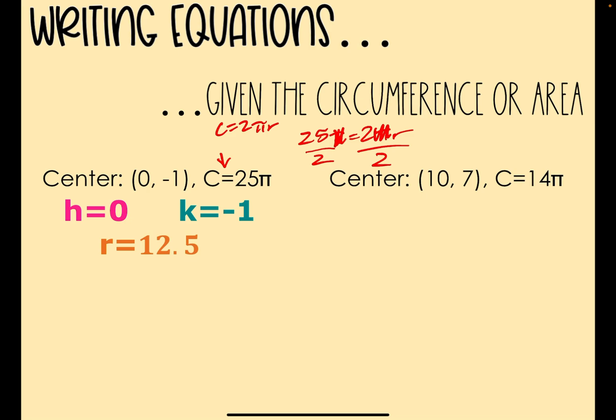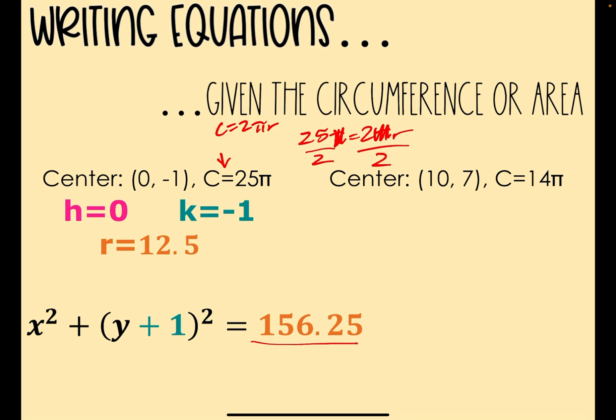So we're going to drop it on into our equation, and 12.5 squared gets us 156.25. You'll notice I did not write x minus 0 squared or x plus 0 squared. That's too much. We don't need it. So simplify, simplify, simplify. If you write x minus 0 or x plus 0 squared, you're going to get it wrong on the test. All right, I want you to try this one. Find your h value, your k value, and your radius, and then write your simplified equation.